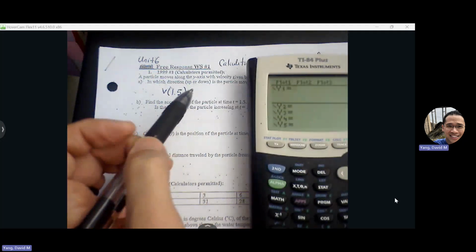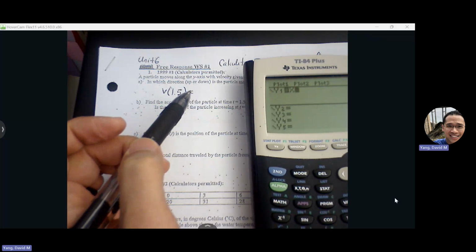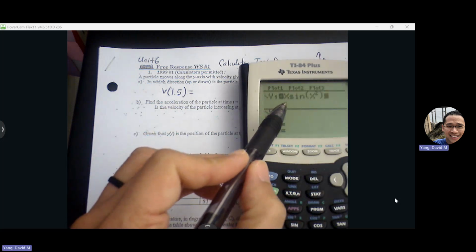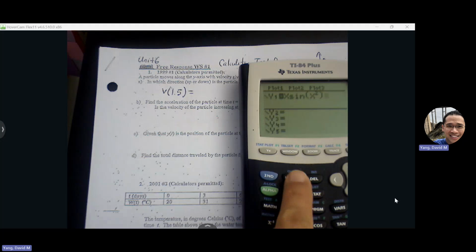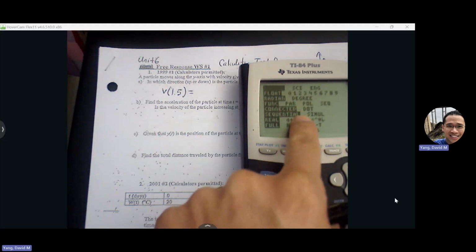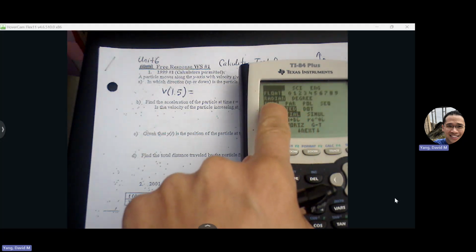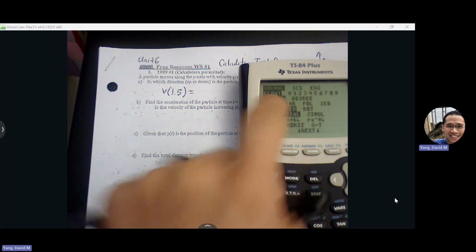Okay, so in this case, my velocity is t sine t squared. I'm going to make it x sine x squared. Okay, so under Y1, you can type in x sine x squared. And also just double check, because we're dealing with trig, we should always be in radian mode. So if you go to mode, we should always be in radian mode.